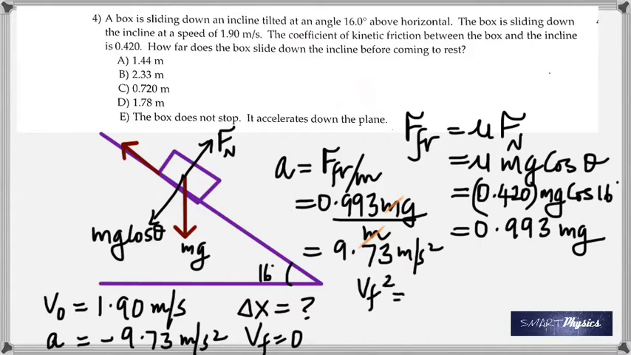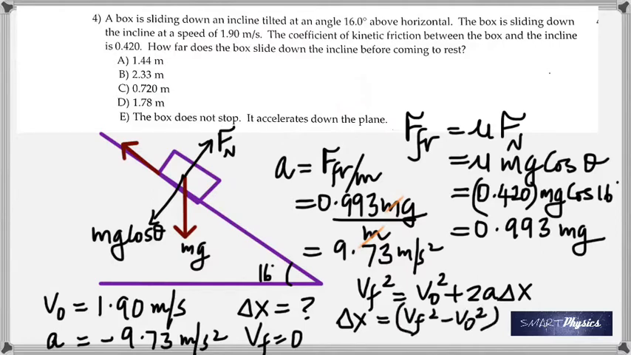The equation to be used is Vf squared is equal to V naught squared plus 2a delta x. Rearrange, make delta x the subject and substitute. And when you do that, you get the answer as, there's a negative there and another negative in the denominator, and on calculation you get it.